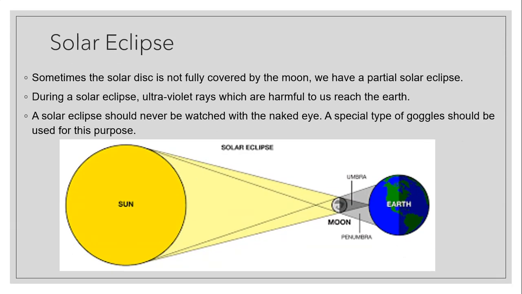Sometimes the solar disk is not fully covered by the moon, so we have a partial solar eclipse. During a solar eclipse, ultraviolet rays which are harmful to us reach the earth. That is why we are advised to stay indoors, because outside there are harmful ultraviolet rays. A solar eclipse should never be watched with naked eyes, because the ultraviolet rays are so powerful and harmful that they damage our eyes. A special type of goggles should be used for this purpose.